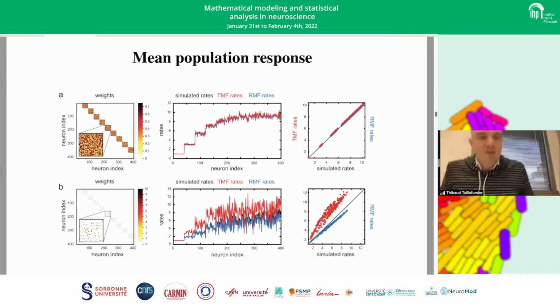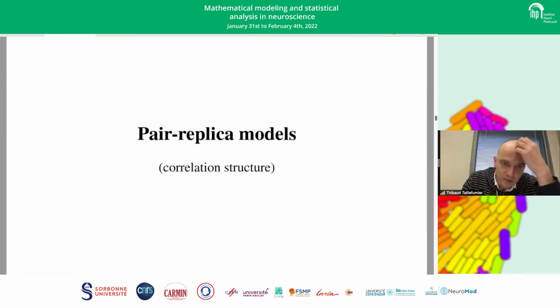Okay, so that's it for basically the approach and what is at stake when you're trying to solve it. So now let's see if you can do anything with this kind of approach to tackle point 1 and point 2. Point 1 being correlation in the network, and point 2 being how to deal with metastable dynamics. Okay. So if you want to try to get a go at the correlation structure, you're going to be led to something we call pair replica models.